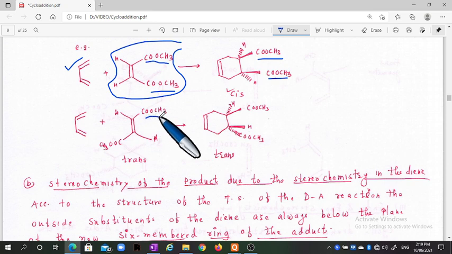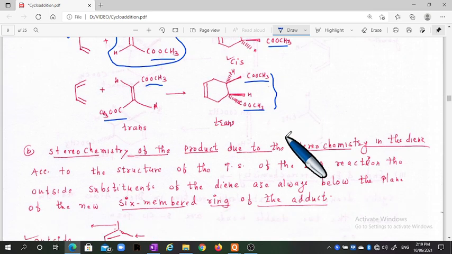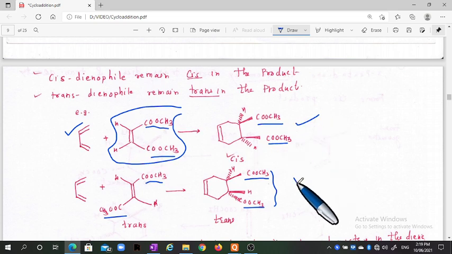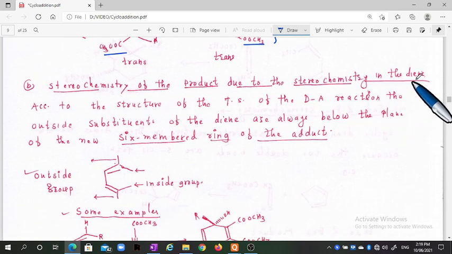In this case, regarding our dienophile, this COCH3 and this COCH3 are trans to each other. Therefore in the product, the first is directed towards the observer and the second COCH3 is away, so these two are trans to each other. By considering the stereochemistry of the dienophile, we have discussed which product is obtained. Now the stereochemistry of the product due to the stereochemistry of the diene. What happens if different types of dienes are present, and which product is obtained?